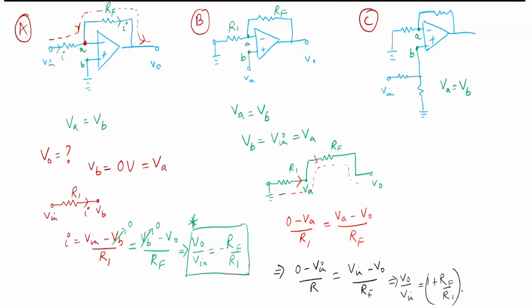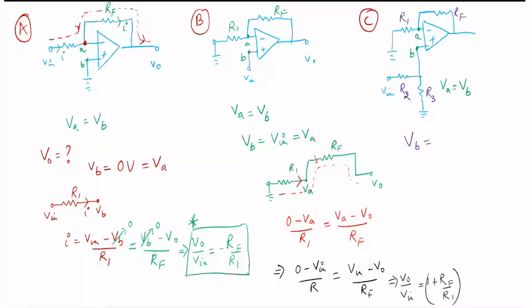What is VB here? I will call this one R1. I'll call this one RF. I'll call this one R3 and maybe R2, and this one is R3. So what is VB here? VB is the voltage here.